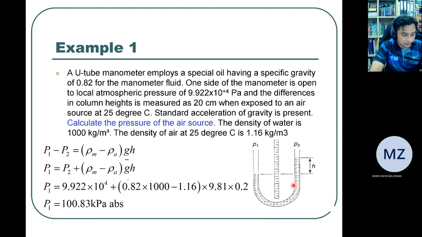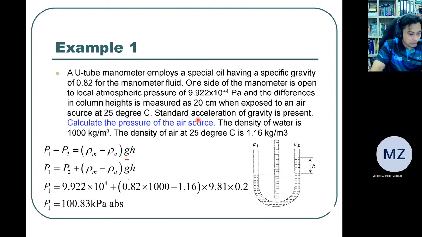That is about the specific gravity of the fluid here, and it says that one side of the manometer is open. Remember, it's open, meaning that there is involvement of atmospheric pressure here. So basically, it's actually an absolute pressure. And then the pressure is 9.922 times 10 to the power of 4. One side is open to the air, and on one side there is pressure coming in.